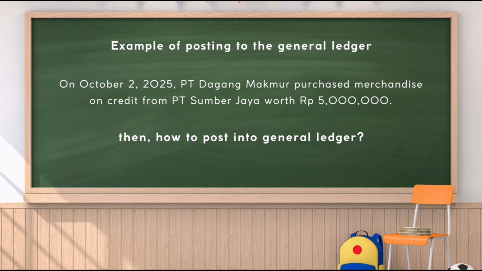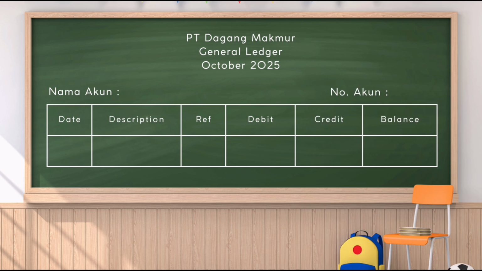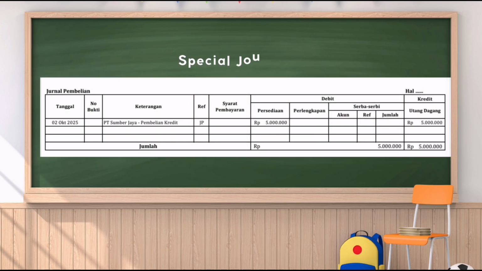Okay, before we post the transactions into the general ledger, we need to look for the data first in the special journal. Let's take a look at the special journals that have been provided. From this data, we can post the special journal to the general ledger. Okay, we will post using a vertical column format. First, let's see what accounts are in the special journal. In the special journal, there are inventory and accounts payable accounts.